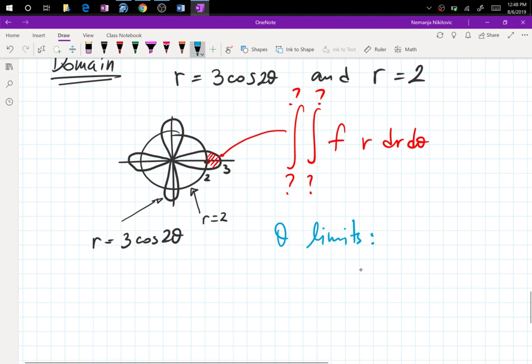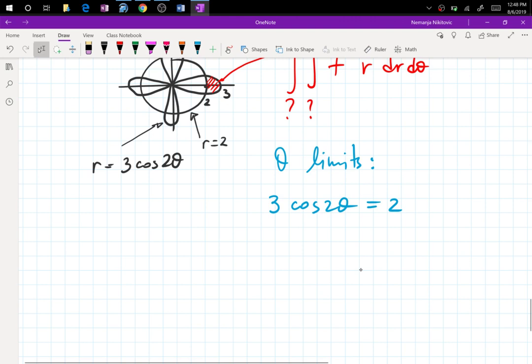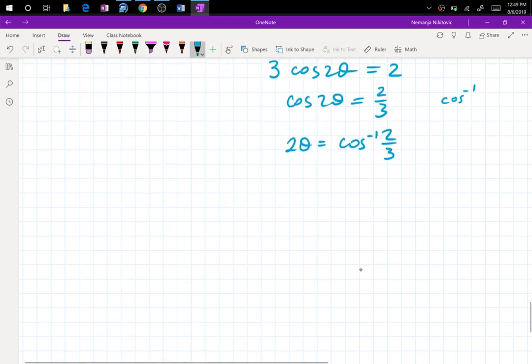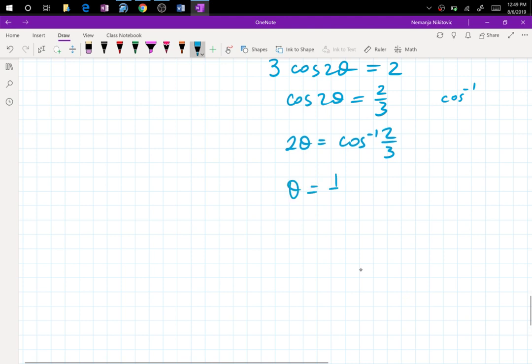You set two equations equal to each other. So 3 cosine 2 theta equals 2, from where cosine 2 theta is equal to 2/3. Now, I just made up this problem, so these numbers obviously are going to be terrible, right? But such is life. Hit both sides with the inverse cosine. We have 2 theta is equal to inverse cosine of 2/3. So theta would be 1/2 cosine inverse of 2/3.